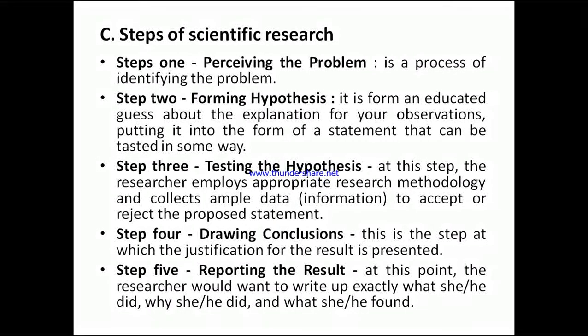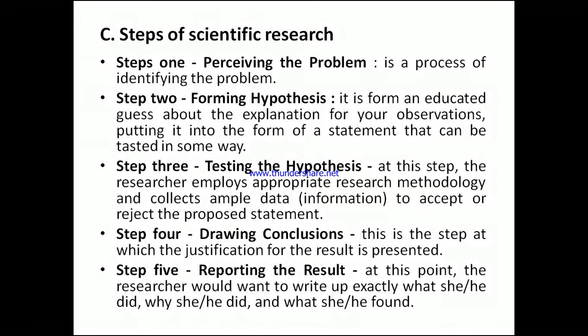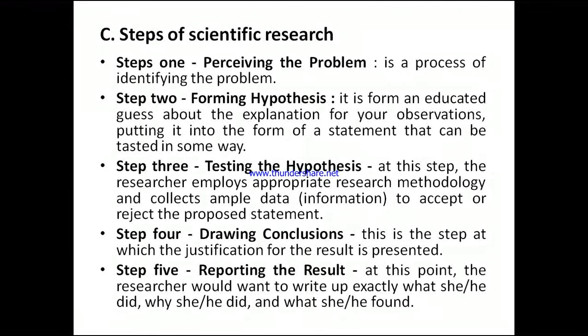What are the steps that we need to follow? Our research always starts from identifying the problem. We have different problems. We need to list them out, and then prioritize which problem is urgent. On the basis of urgency, we can make a choice. That means perceiving or identifying the problem is the first step. After we identify the problem, we need to form hypotheses. We need to have a tentative or educated guess about the explanation for our observation. Forming a hypothesis is the second step.